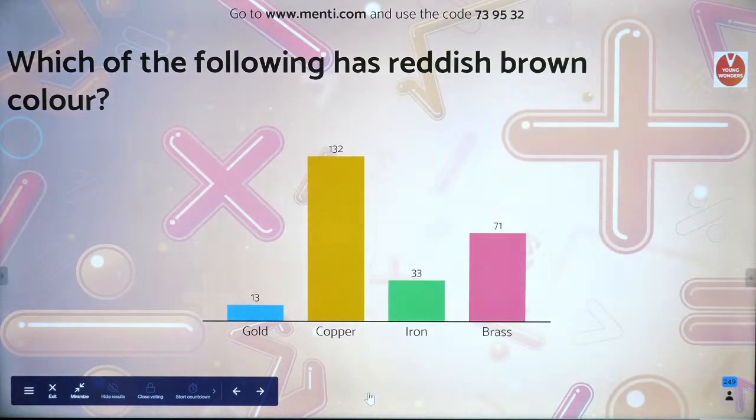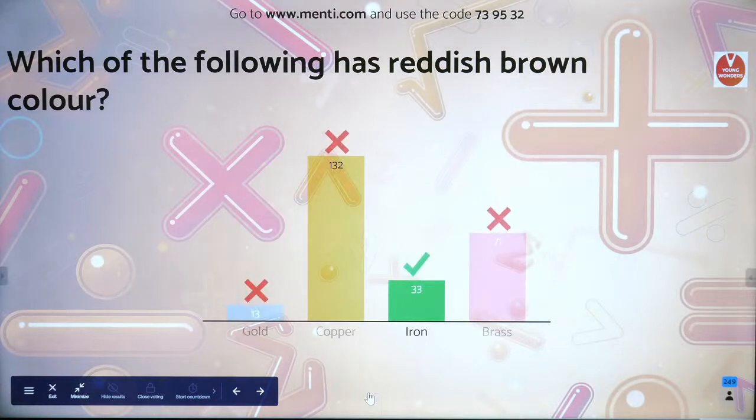But change is the law of nature. Nothing is permanent but the change. So, guys, the answer should actually be copper. But iron also has a reddish brown color when it develops rust. So, when iron rusts, it is reddish brown in color.